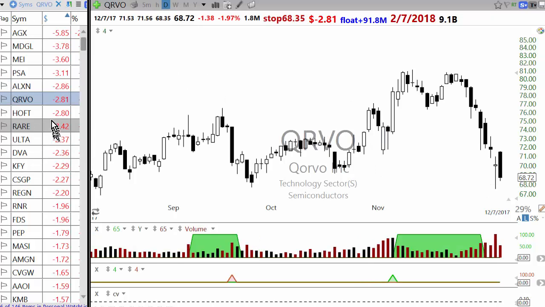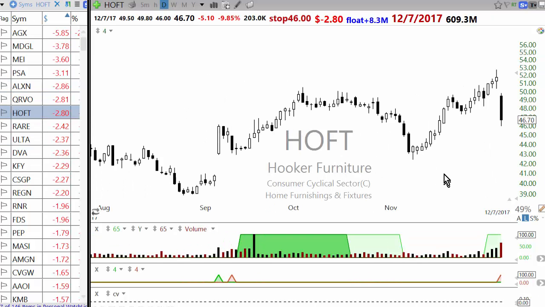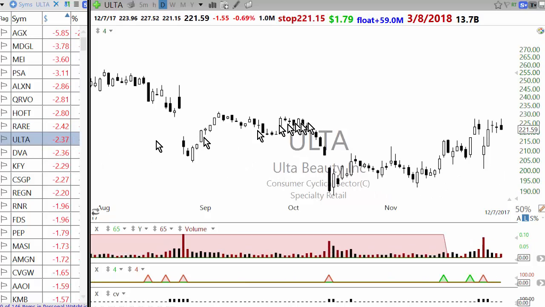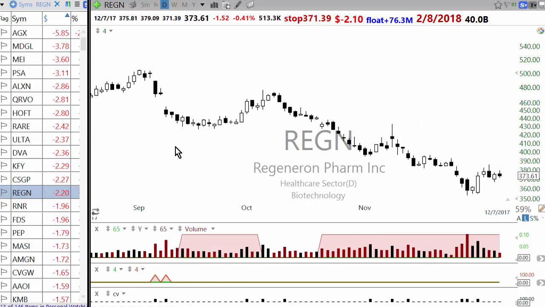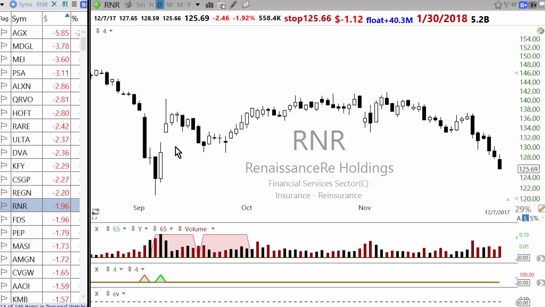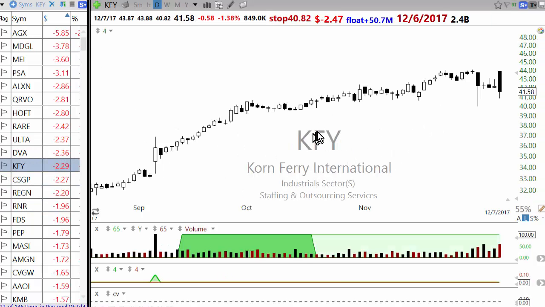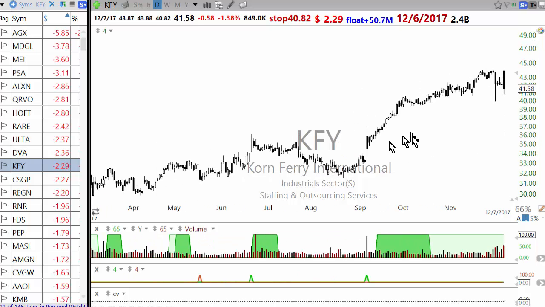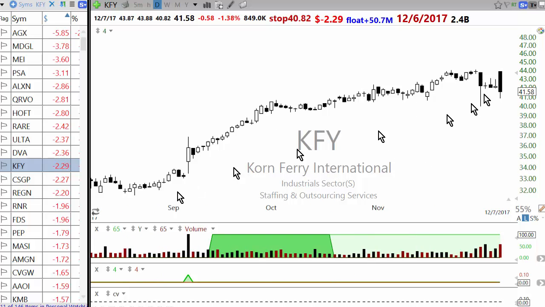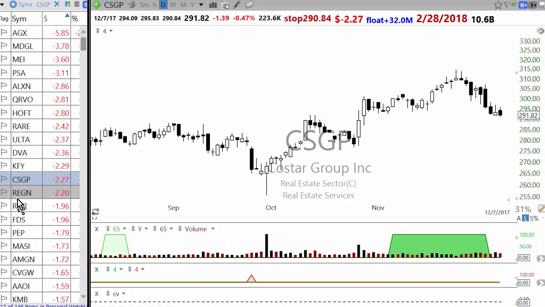So let's go through this quickly and look at Hooker Furniture, down 8.3 million. The trend is not really established to the downside, so I wouldn't really go and short something like that. Something like this might have a follow through to the downside because the stock was going up, but again it's not a high probability kind of setup.